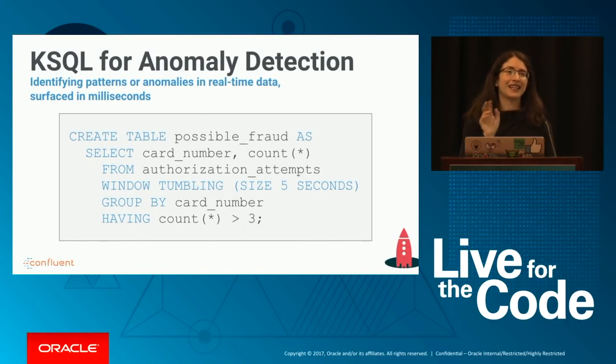Maybe you'll automatically SMS the person: hey, are you trying to buy this at that store, because I'm getting repeated authorization attempts. This is all you need in order to do it. You do a select card number, count star, with a 5-second window, group by account number, and you want more than 3 authorization attempts in a 5-second window.